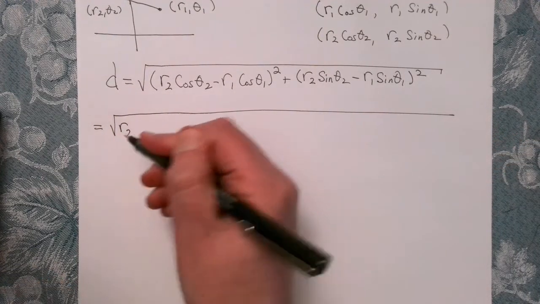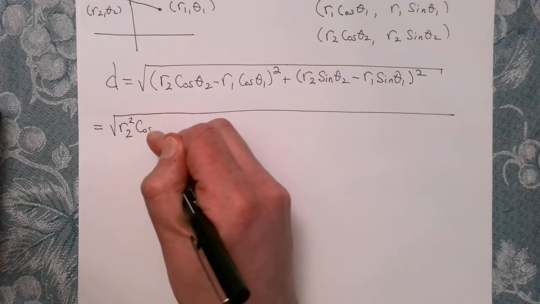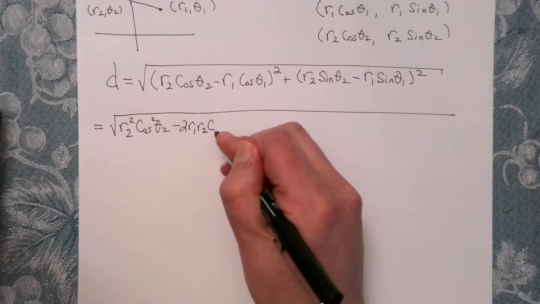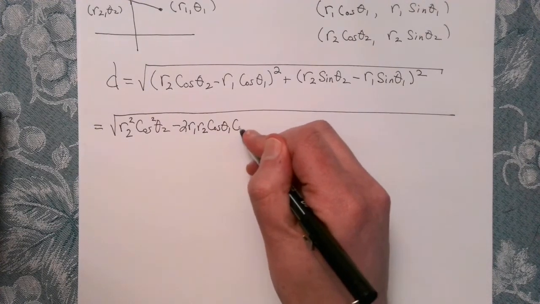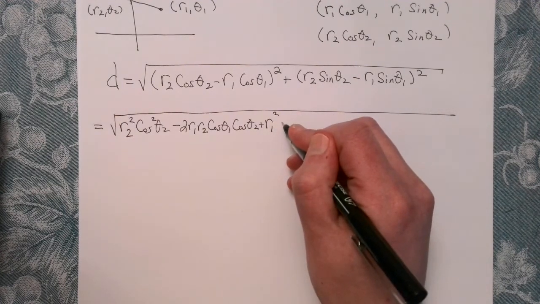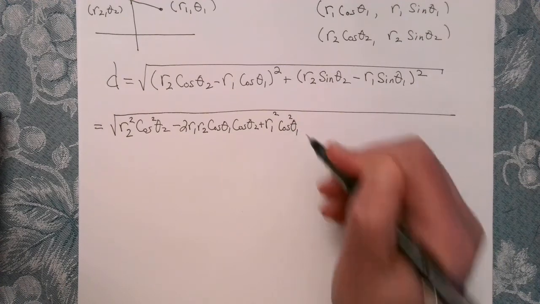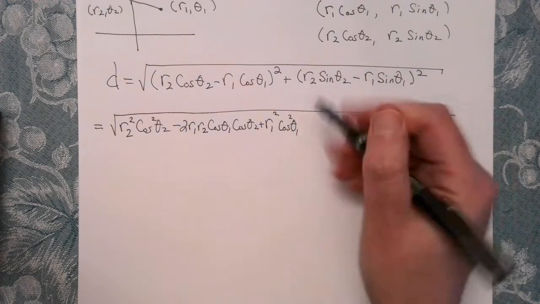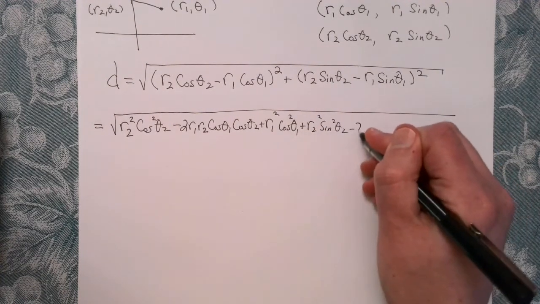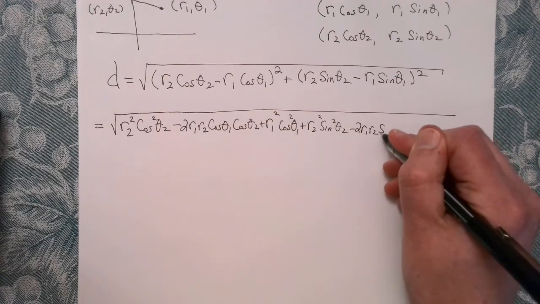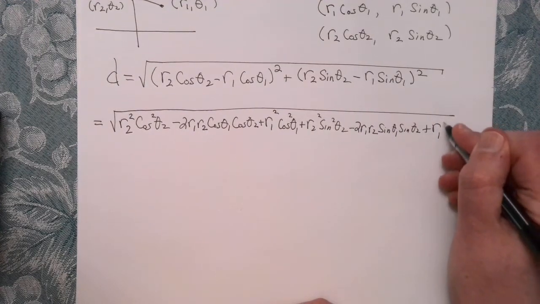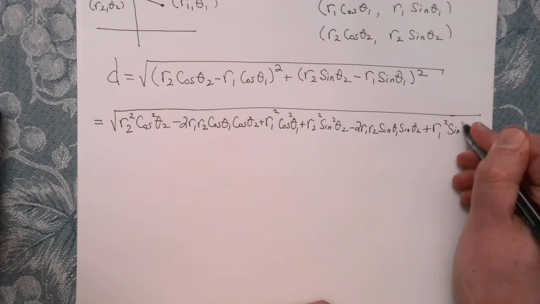Okay, so that's going to give me, looks like r2 squared cosine squared of theta 2 minus 2r1 r2 cosine theta 1 cosine theta 2 plus r1 squared cosine squared theta 1. And then we're going to square this. So that should give us r2 squared sine squared of theta 2 minus 2r1 r2 sine theta 1 sine theta 2 plus r1 squared sine squared theta 1.